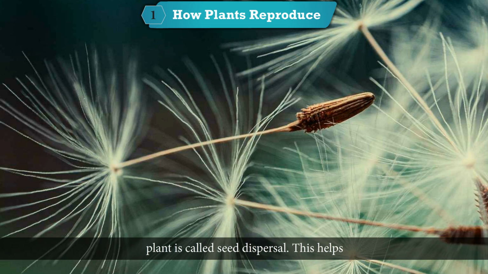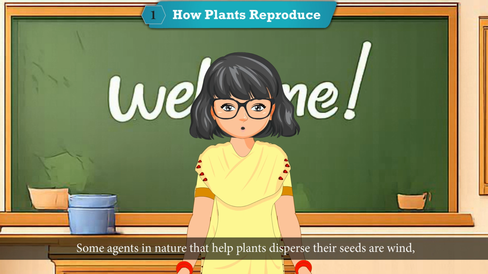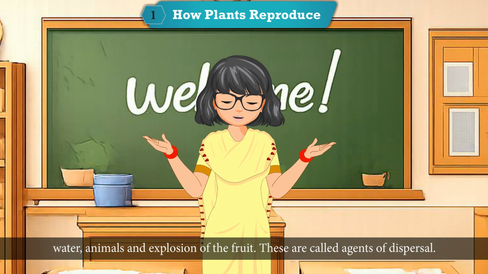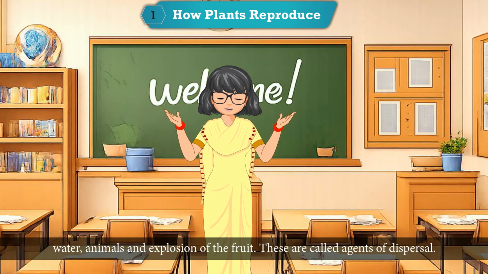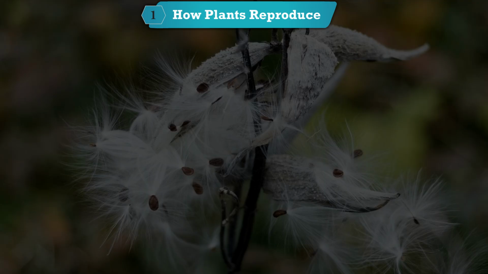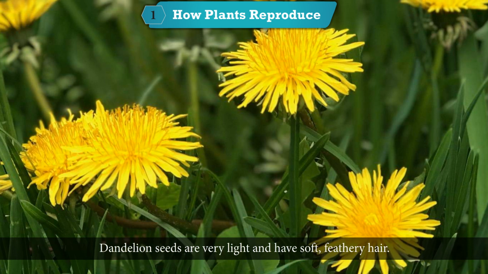This helps plants grow in new places and prevents overcrowding. Some agents in nature that help plants disperse their seeds are wind, water, animals, and explosion of the fruit. These are called agents of dispersal. Wind dispersal. The seeds of some plants, such as dandelion, get dispersed by the wind.